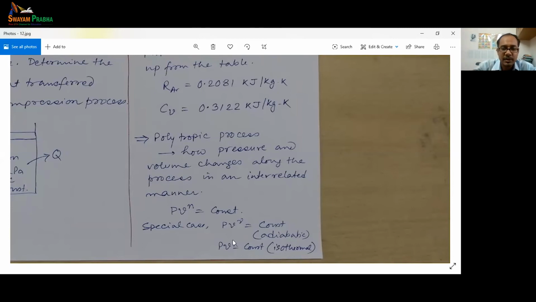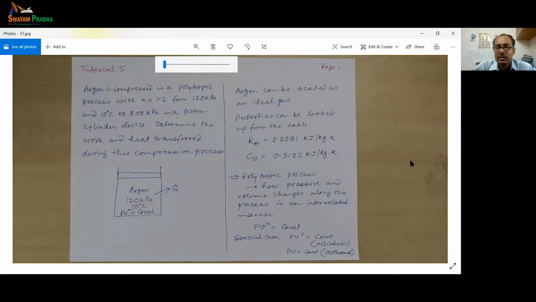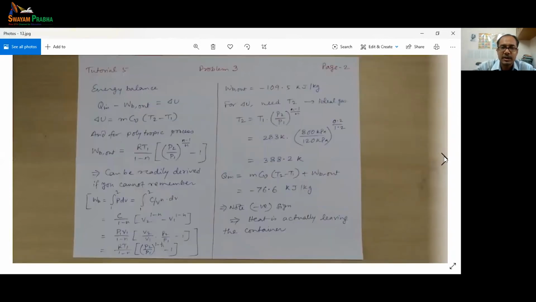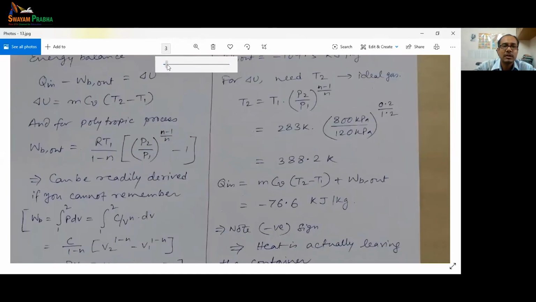And if the process is isothermal, we can say that PV equal to constant, because the equation of state we know, PV equal to RT or nRT. That's our ideal gas equation, and if T is constant, other things are constant on the right hand side. So PV equal to constant is true for an isothermal process. So these are special kinds of polytropic process. But let's look at the polytropic process at hand, which is PV to the power 1.2 equal to constant.